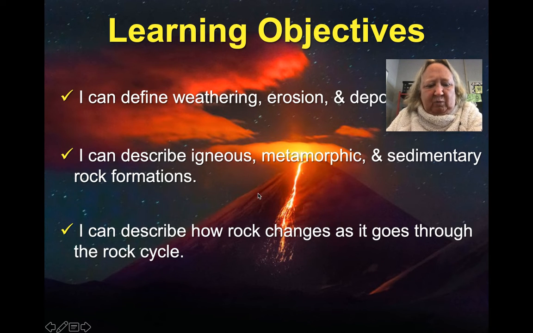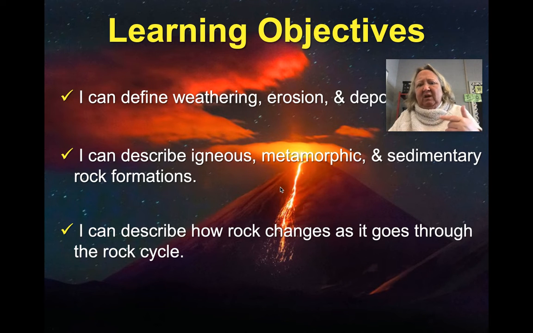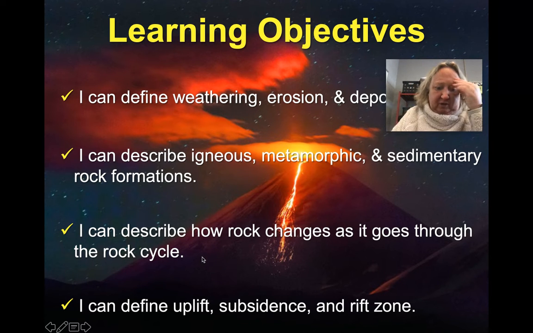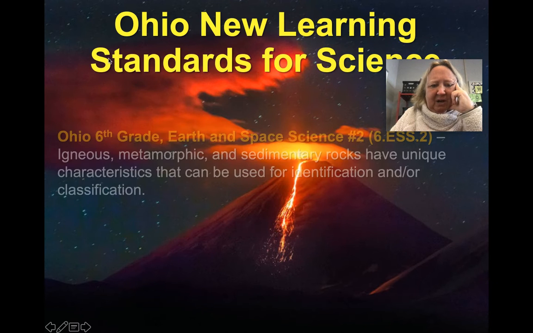And then we'll look today, but more so in the next lesson, at how rock changes as it goes through the rock cycle. Think of recycling. It just continually keeps changing form. And then our last lesson, which will probably be for you Monday or Tuesday, we're going to look at these three terms: uplift, subsidence, and rift zone. But for today, we are most worried about defining weathering, erosion, and deposition, and describing igneous, metamorphic, and sedimentary rocks.